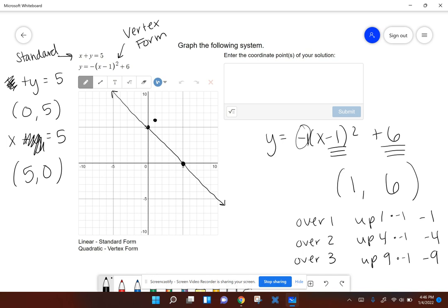And then I'm going to follow this pattern here. I'm going to go over 1 and down 1 on both sides. Then I'm going to go back to my vertex. Now I'm going to go over 2 and down 4 on both sides. And then over 3 and down 9. So we can go ahead and draw our quadratic.